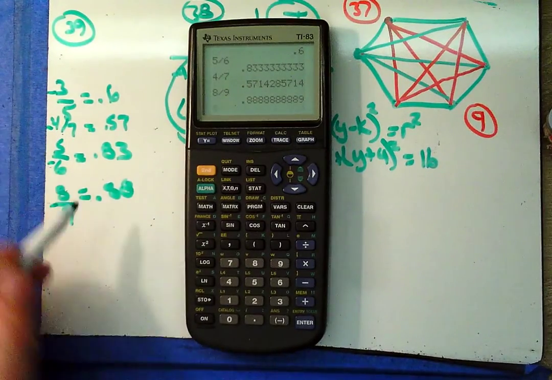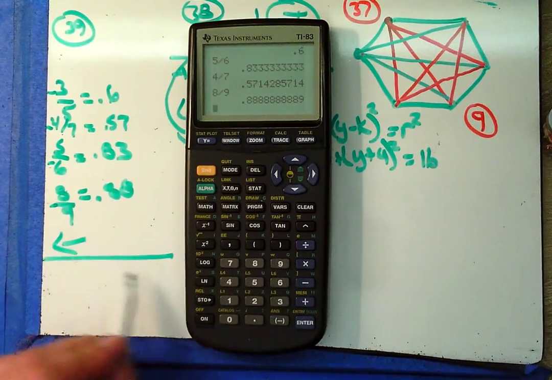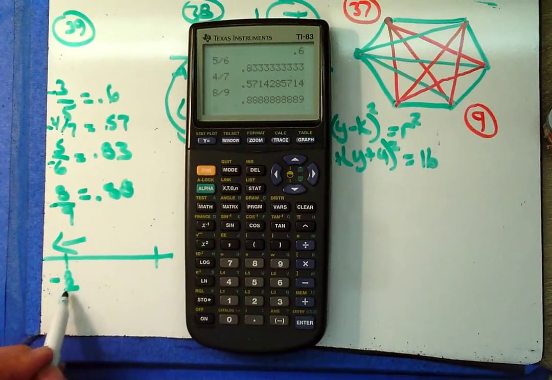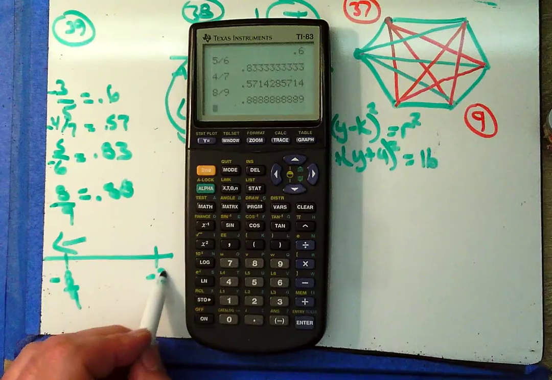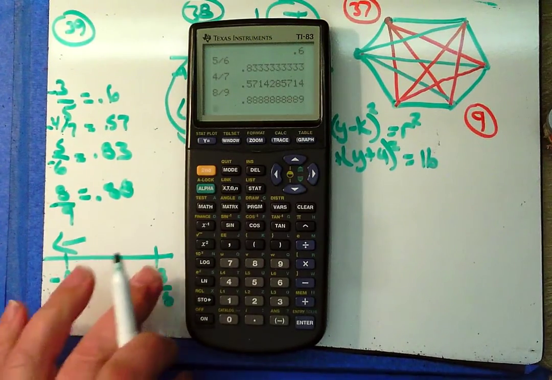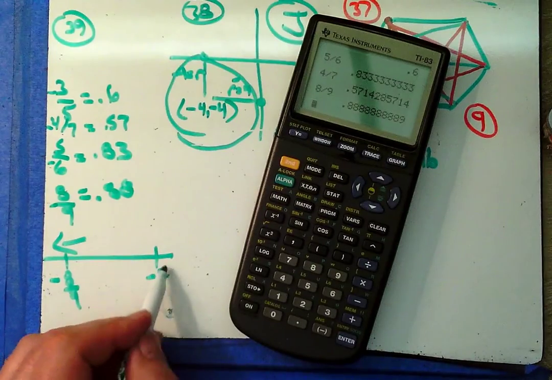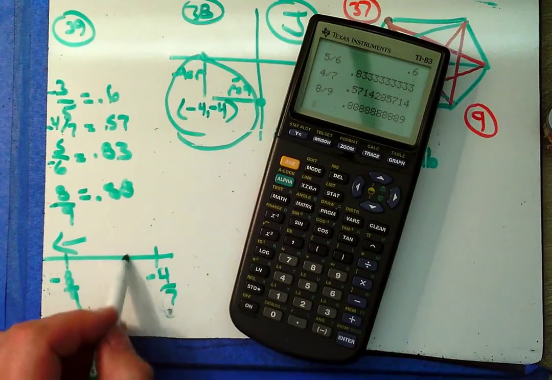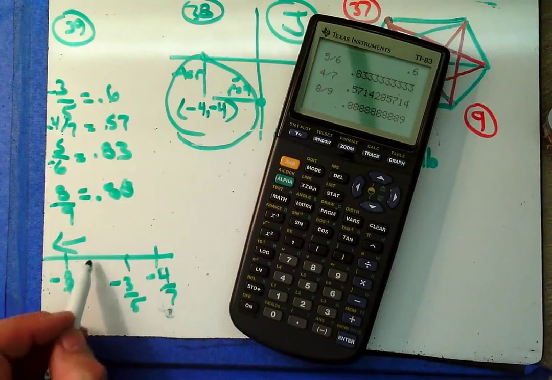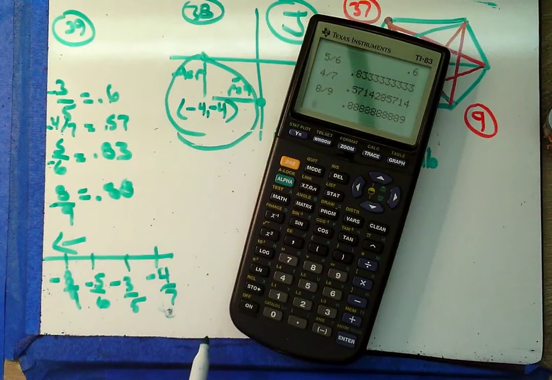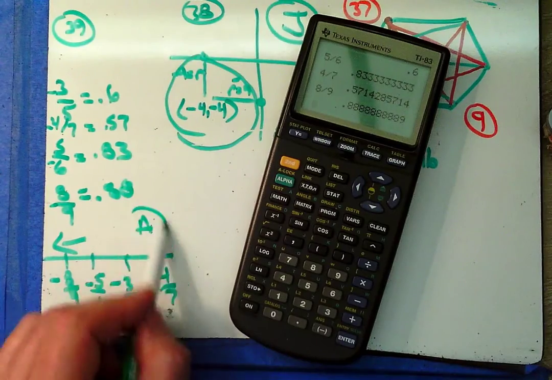ours are negative, and if we're headed in this direction, the smallest one is over here, -8/9, and the biggest one is -4/7. Then -3/5 and -5/6. And the order they want is the biggest one is on the right. That's -4/7, 5/6. That's choice A.